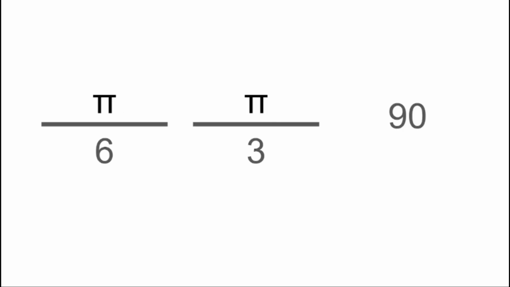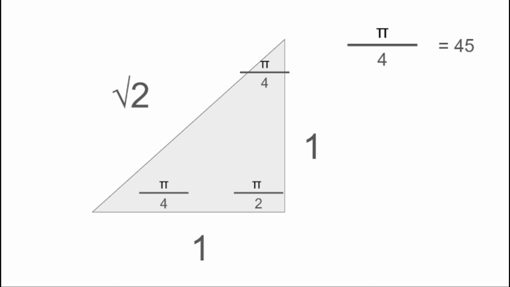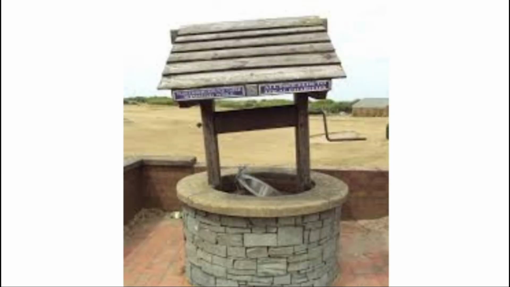So 30, 60, 90 degrees becomes pi over 6, pi over 3, and pi over 2, with side lengths of 1, 2, and root 3. And a similar thing goes for the 45 degree triangle, with pi over 4, pi over 4, pi over 2, and side lengths of 1, 1, root 2. Using these two triangles, we can get the exact value of pretty much any trig ratio.